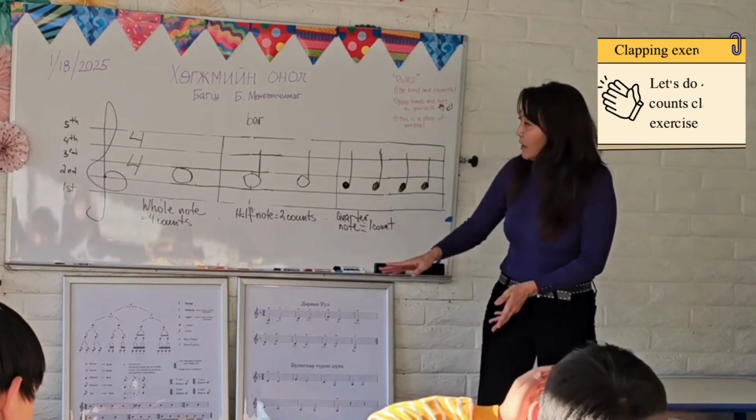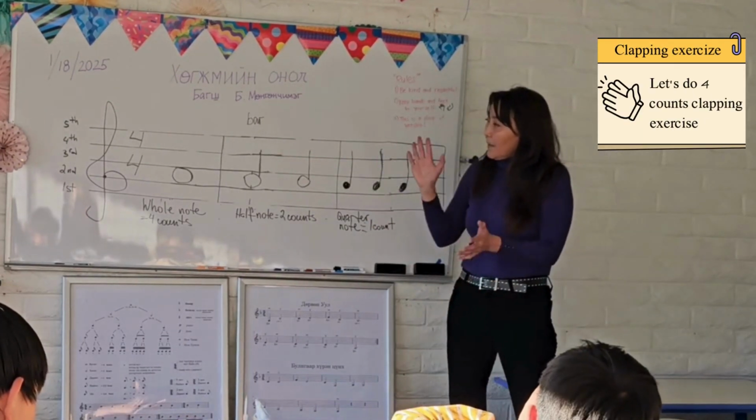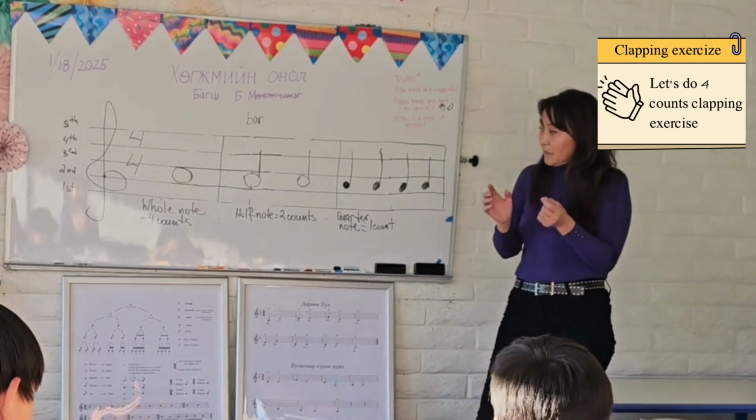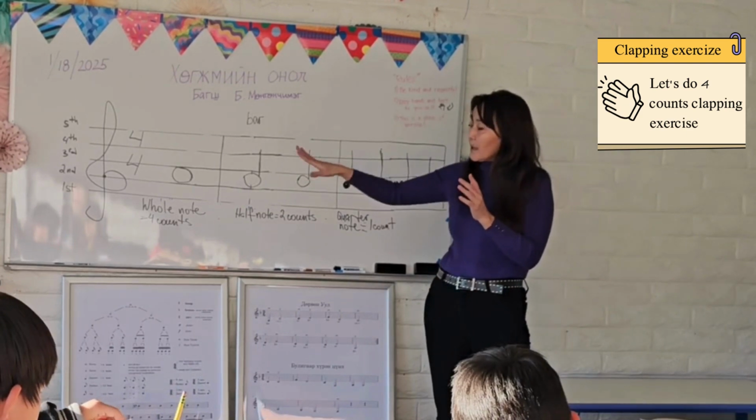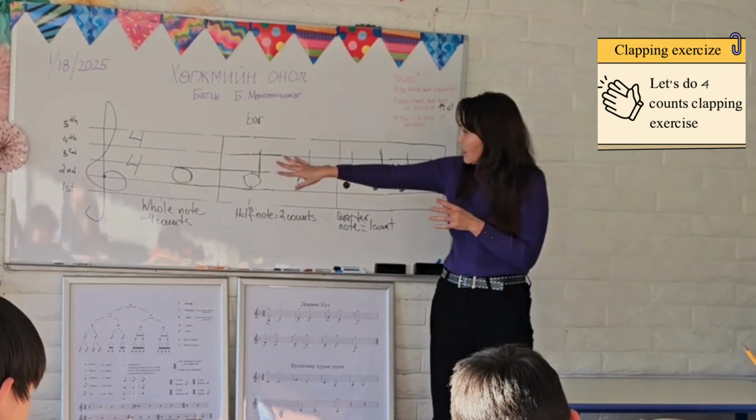So, okay. Every piece of music has its own tempo. Later on, I'm going to explain what the tempo is. For now, I'm going to give you 4 counts. We're all going to clap this.